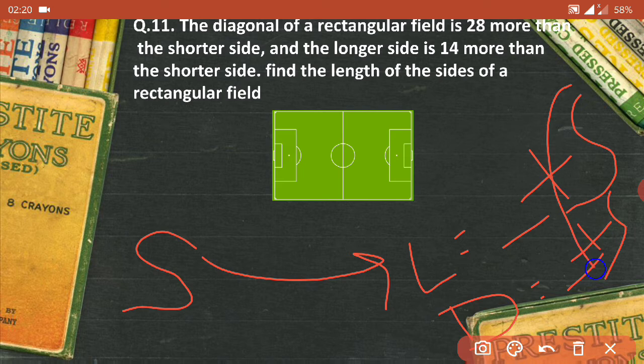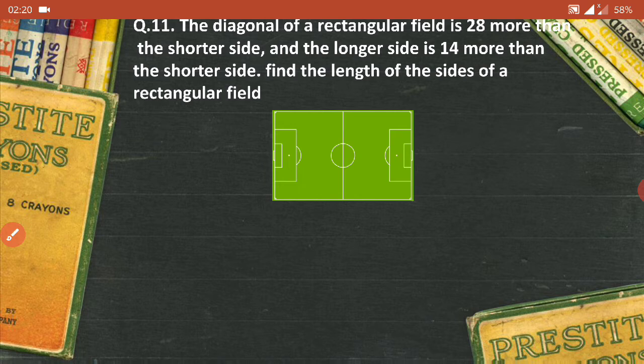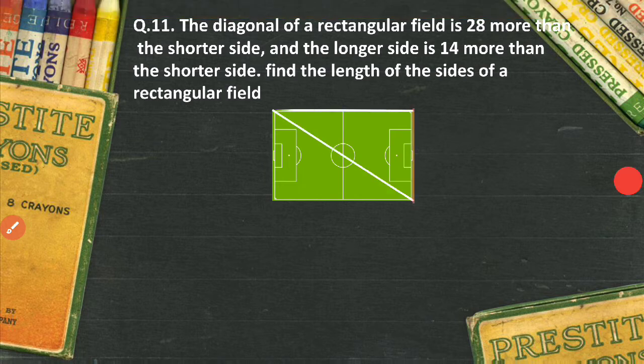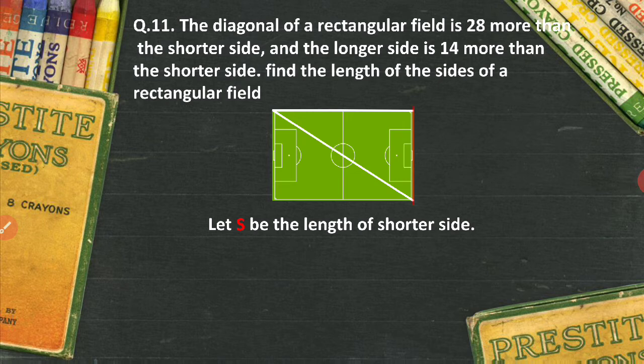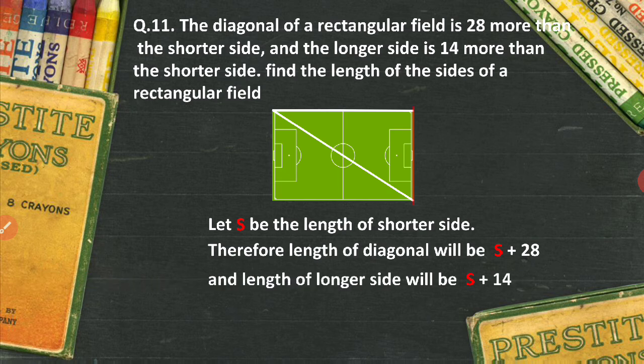They have kept this shorter side as the base and some numbers added to it. Okay, so in this case we can make it into a triangle, and we'll say that let S be the length of the shorter side, the one that is blinking. Therefore, the length of the diagonal will be S plus 28, and the length of the longer side will be S plus 14.